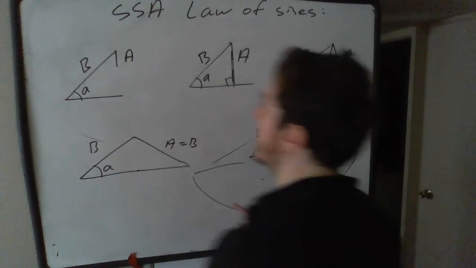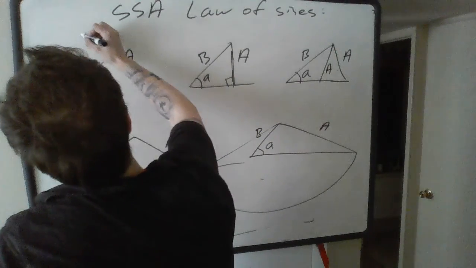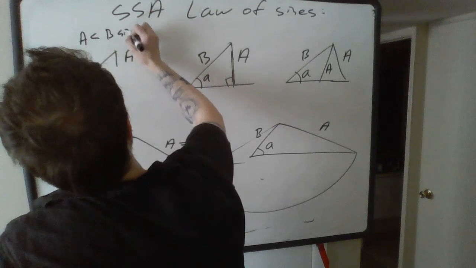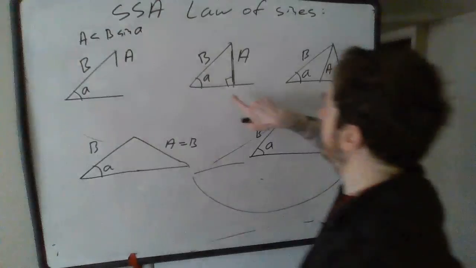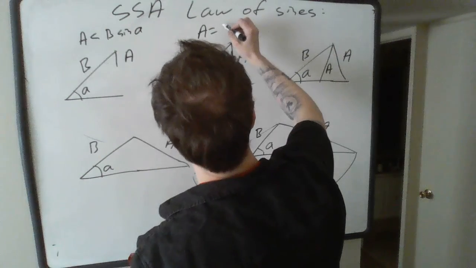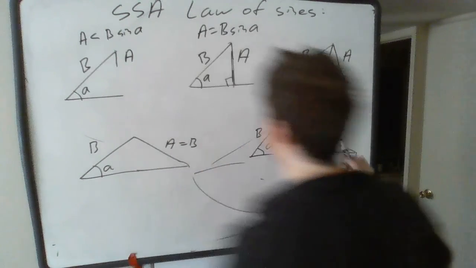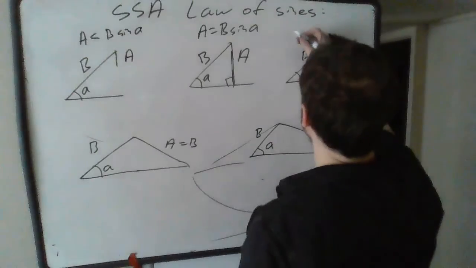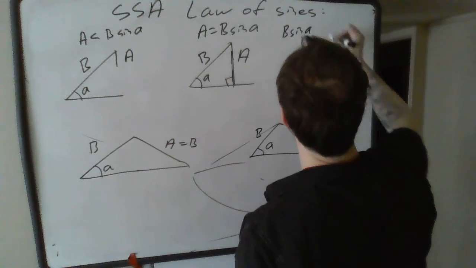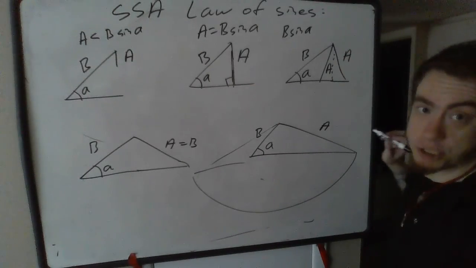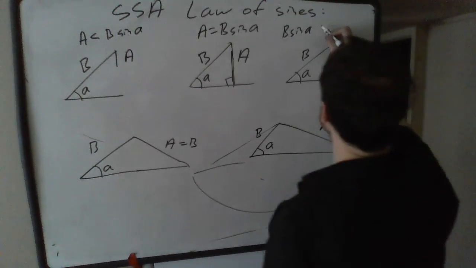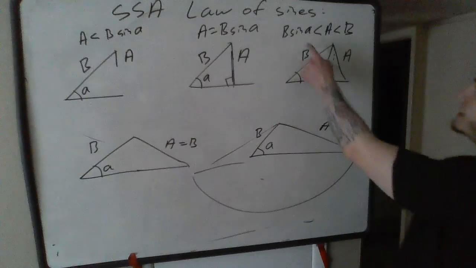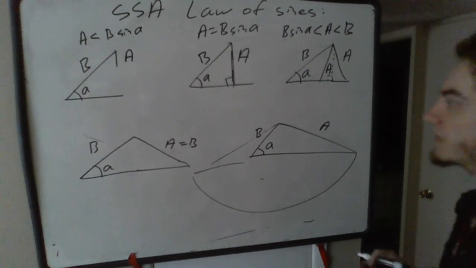So let's think about what is going on in each of these cases. In this first case, what we get is that A is actually smaller than B times the sine of little a. In the second case, we get that A is equal to B times the sine of little a, and that means that this is actually a right triangle. In this third case, we get that B times the sine of A, that would be this perpendicular line that I just put as a dotted line here, is smaller than capital A, which itself is smaller than B. So in these cases, you get two possibilities.